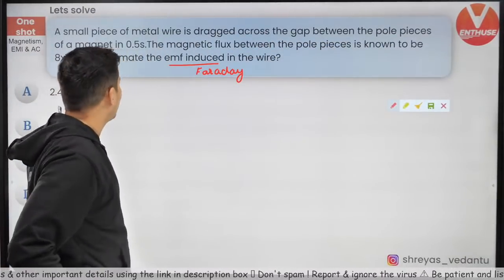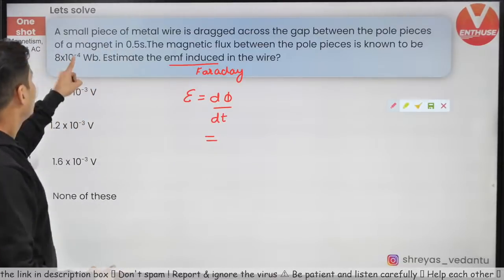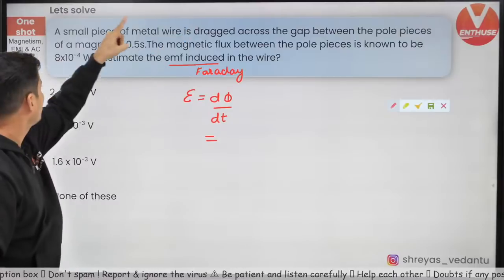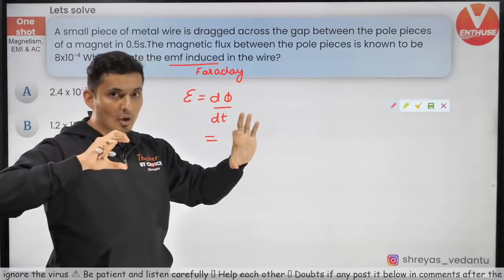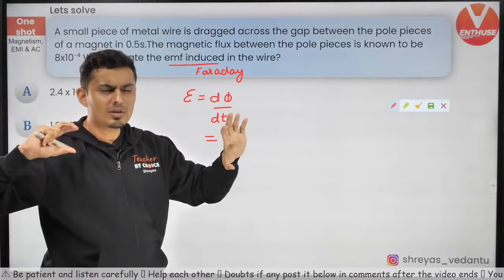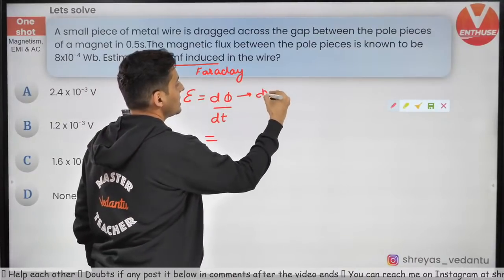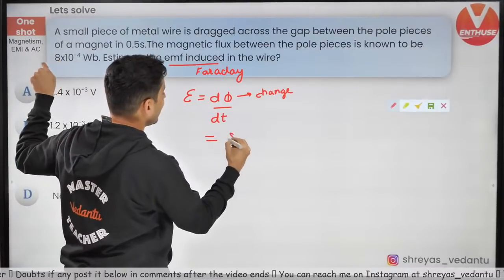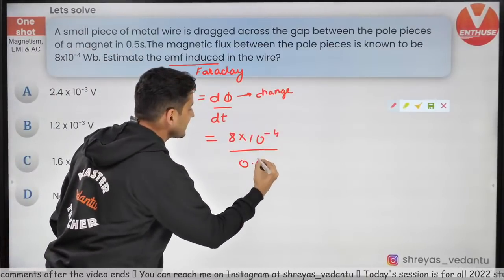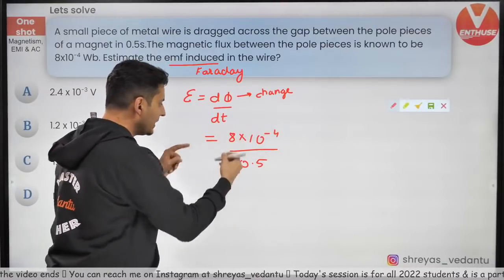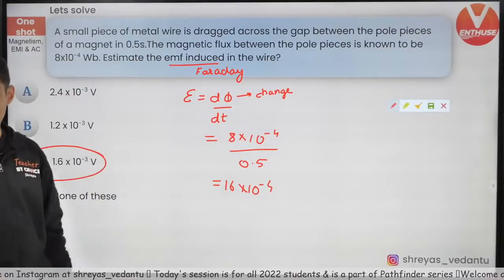So the moment you see Faraday's law, what is Faraday's law? EMF is d phi by dt. Okay. The flux is known to be this much. That means if you take that coil between the magnets, earlier there was no flux. You take it inside, the flux is this much. So the change in the flux is basically 8 into 10 to the power minus 4 Webers. In how much time? In 0.5 seconds. 0.5 is half. 2 into 8, 16. 16 into 10 to the power minus 4. Yep. So I think it is 1.6 into 10 to the power minus 3.